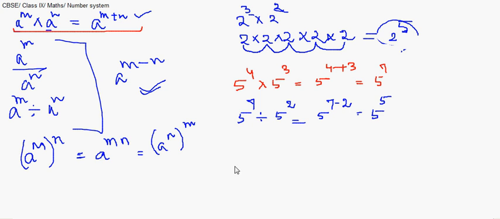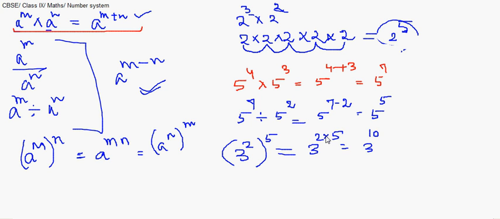I also take up one with the third law application. Supposedly, 3 to the power 2, whole to the power 5. This is equal to, the powers get multiplied, thereby making it 3 to the power 10. This is a simple application of the three laws.